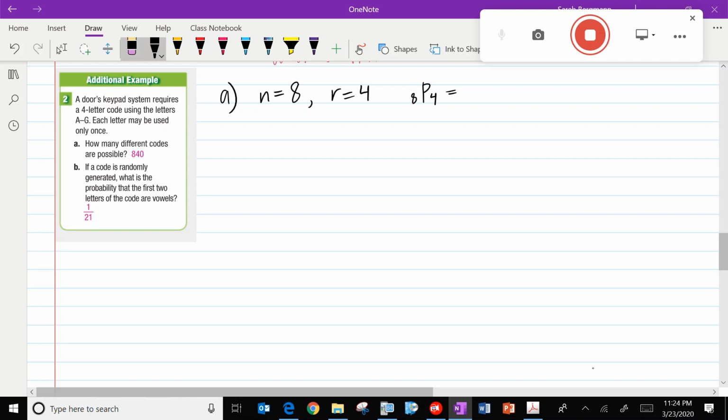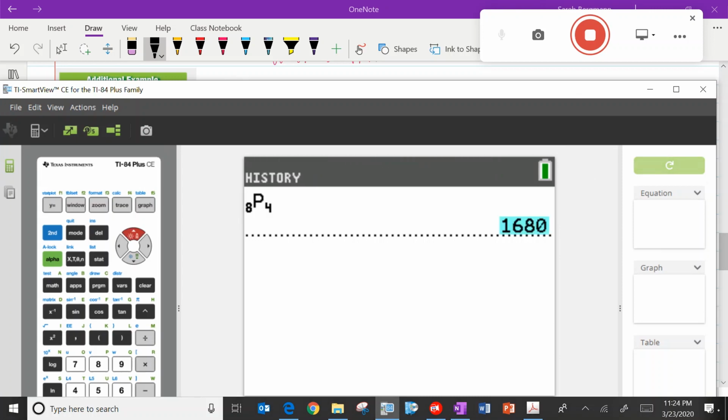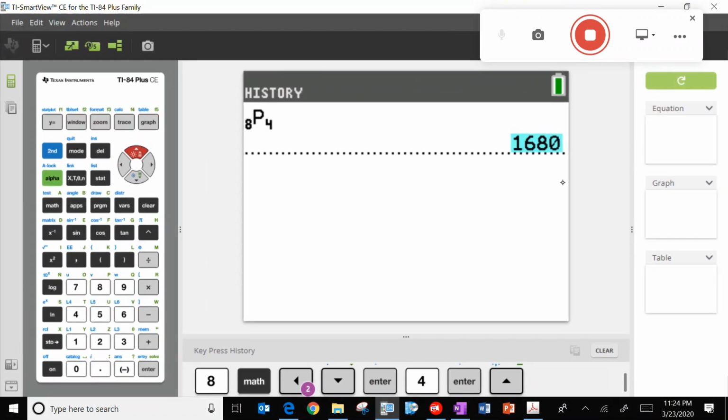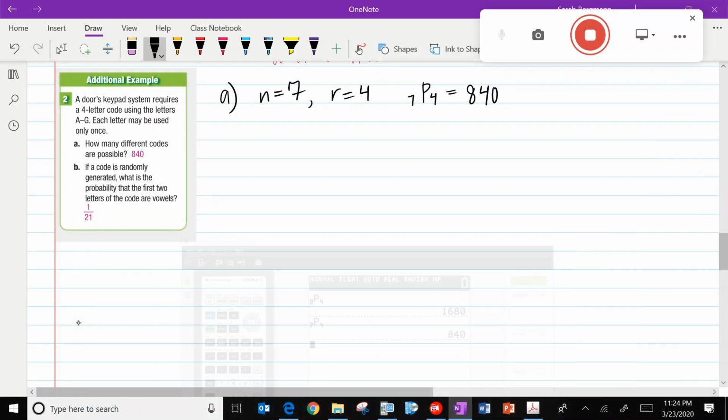Okay, well, turns out that I counted wrong. A through G is only 7 letters, so it should have been 7P4. That would help if I could count, which gives you the 840. So let me show you on here. I could go up, hit enter, change the 8 to a 7, enter. Okay, it's 840. All right, so there are 840 different codes possible.